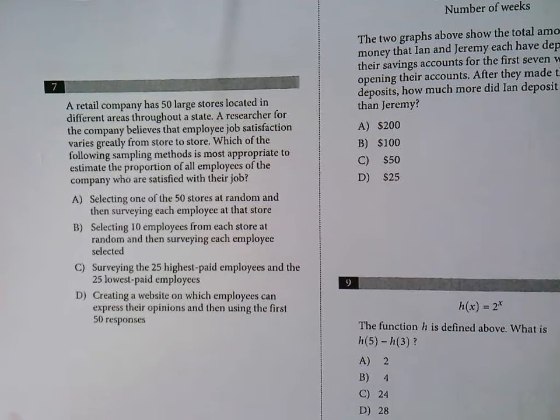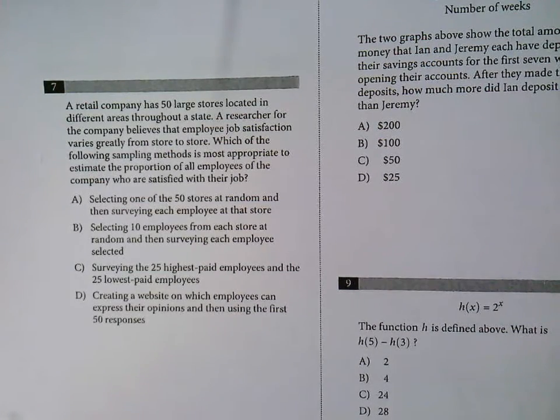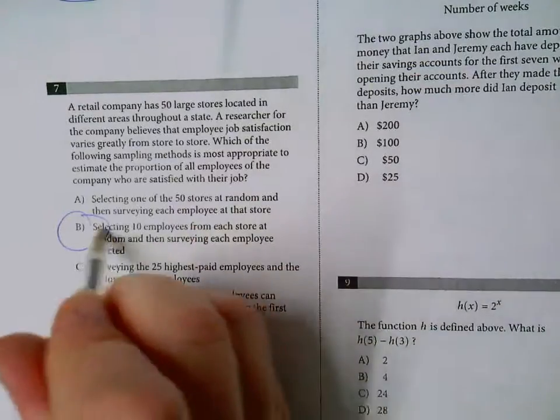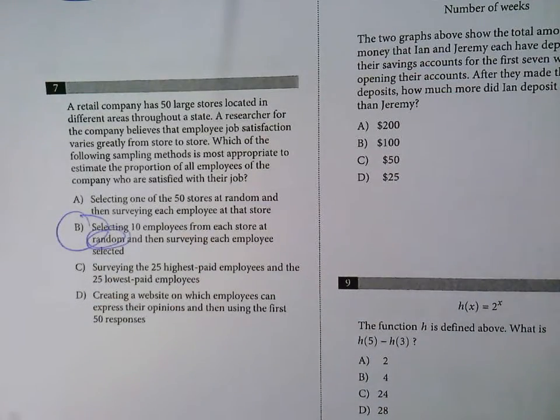Select one of the 50 stores at random. Select 10 employees from each store at random. Survey the 25 highest paid employees and the 25 lowest paid employees. Create a website where employees can express their opinions. So the best choice would be B. You're selecting randomly the 10 employees from each store.